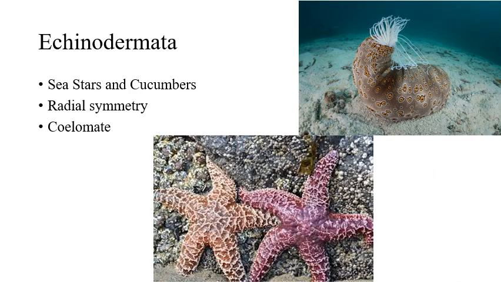Echinodermata is sea stars and sea cucumbers. What's interesting about them is that they reverted to radial symmetry. They are still coelomates, but their coelom is modified to have a water vascular system that helps them move around. They move around very, very slowly. The fact that they have radial symmetry is really strange. There's little to no cephalization going on in Echinodermata.